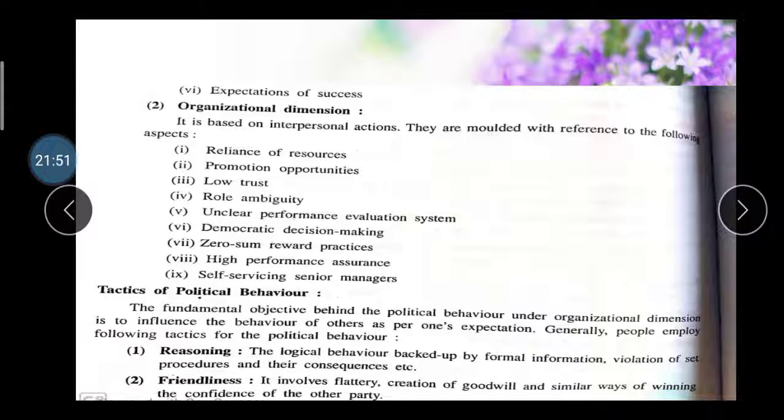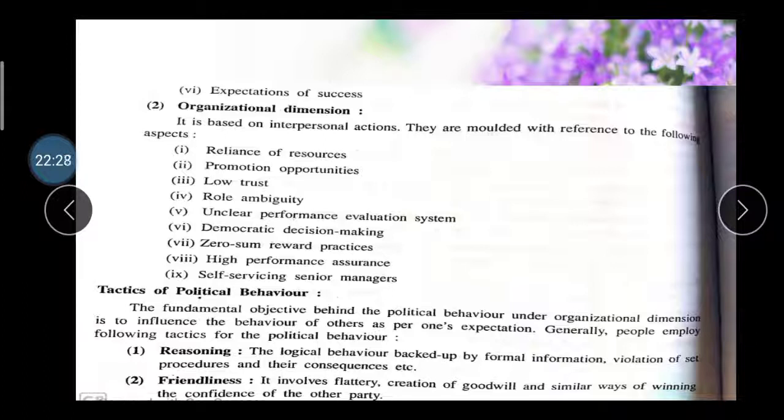So the fundamental objective behind political behavior in the organization is to influence the behavior of the other person, according to one's expectation. Generally, people try the following behaviors. First one is reasoning. The logical behavior is to back up with formal information, since violation of procedure creates consequences. So you have to have a backup plan for this formal information. Sometimes faulty information creates a disaster for the organization, so always try to get the formal and right information.